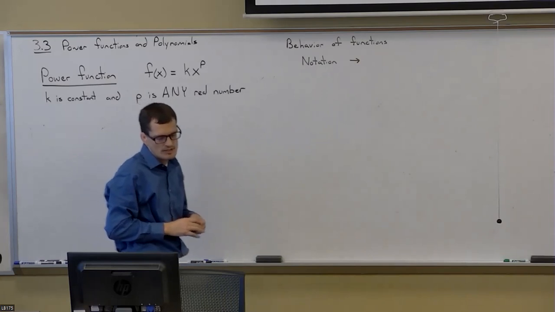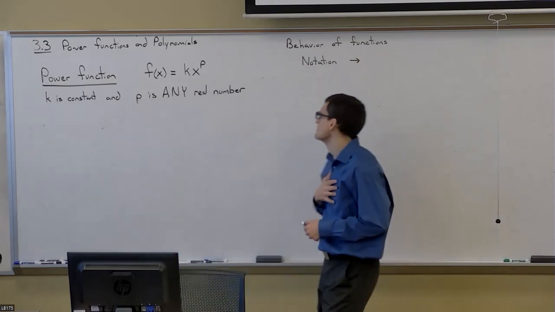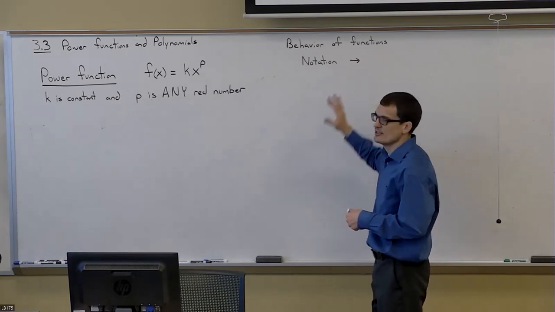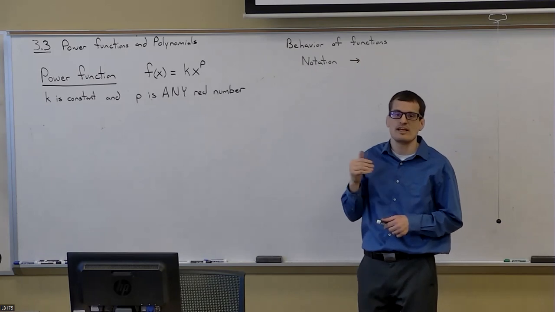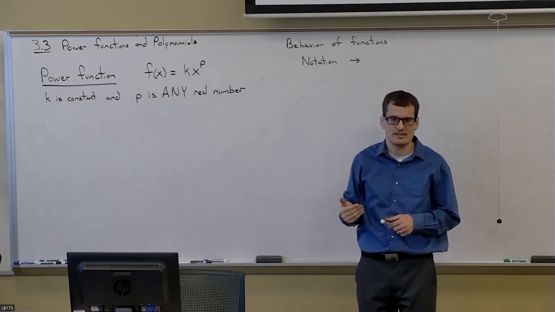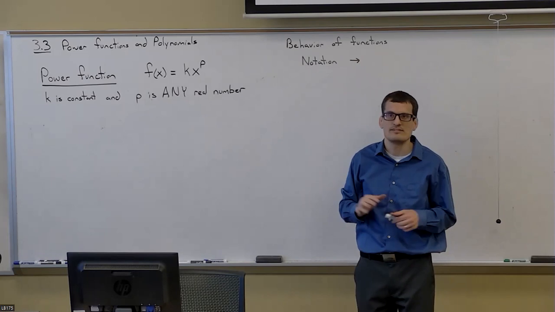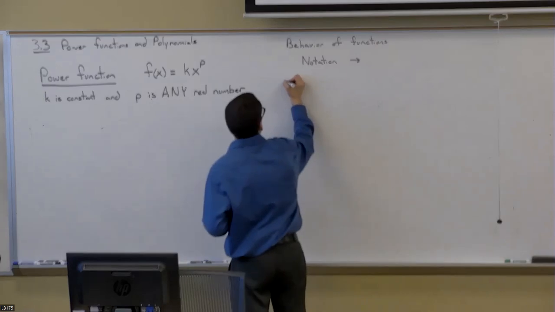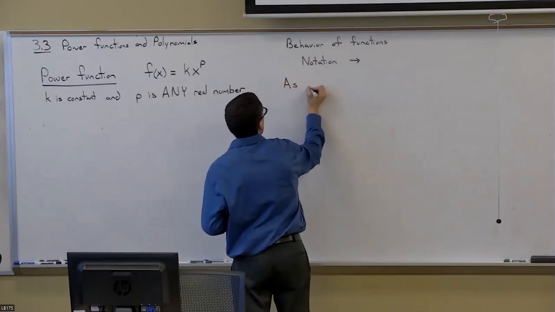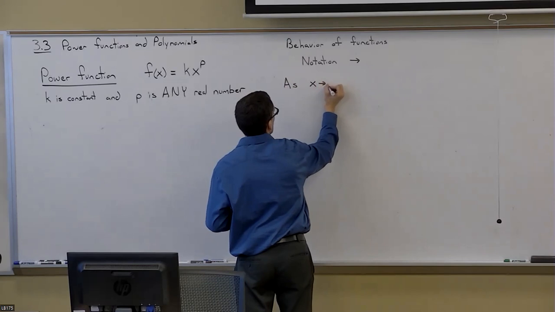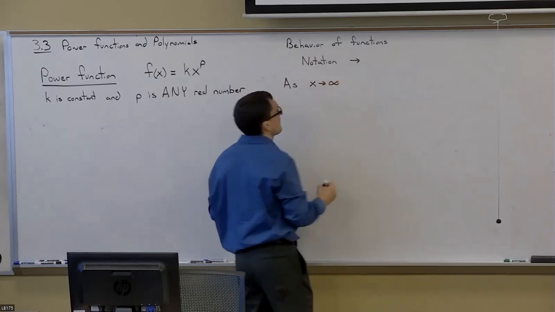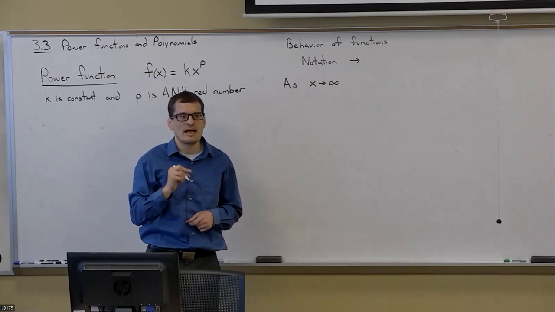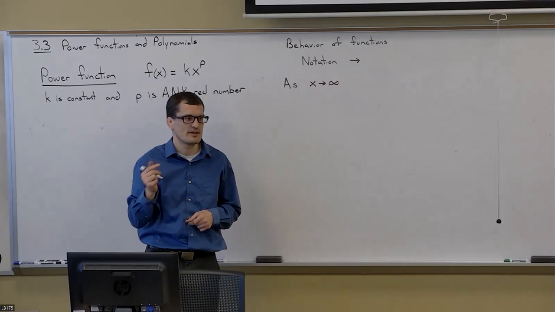For the sake of our class, most of this arrow notation will be involved with going towards infinity or negative infinity, all right? But you could technically do any. So as x goes to infinity, that's essentially saying as your x variable gets bigger and bigger and bigger.